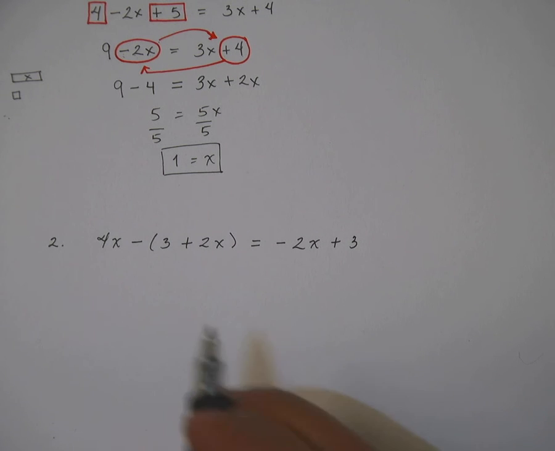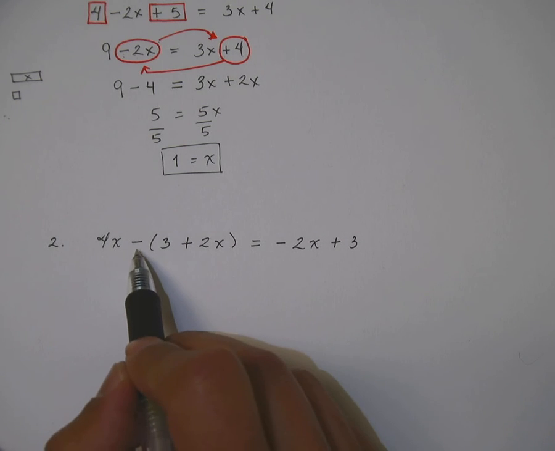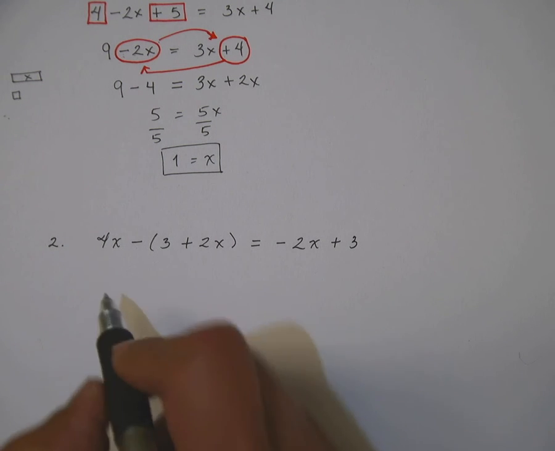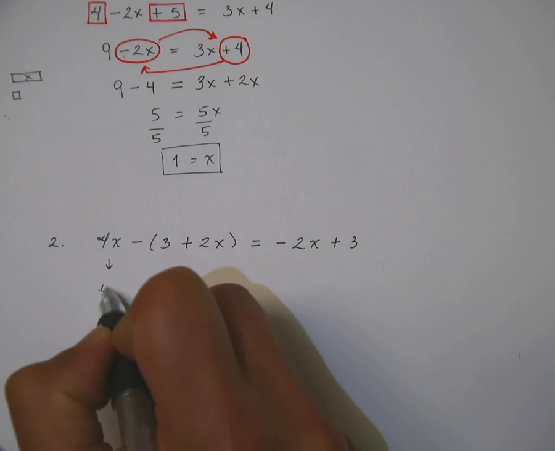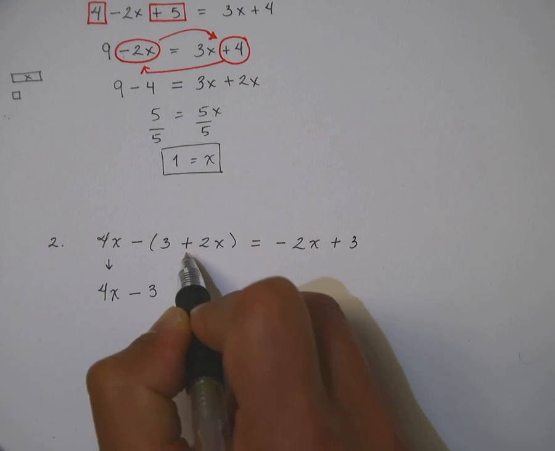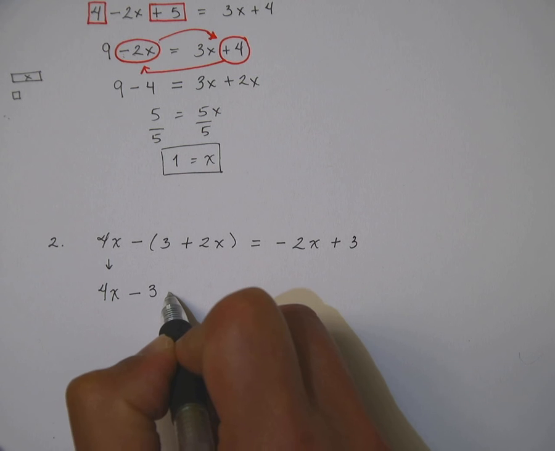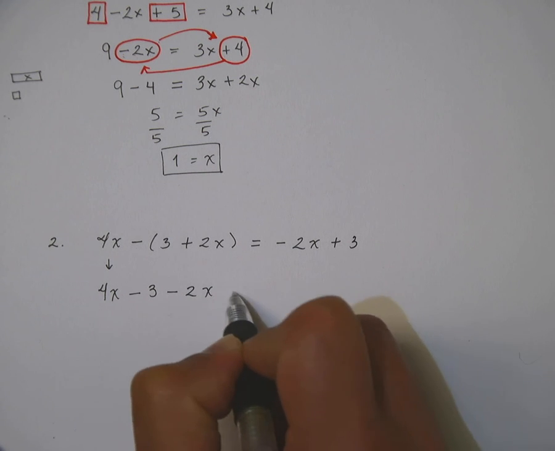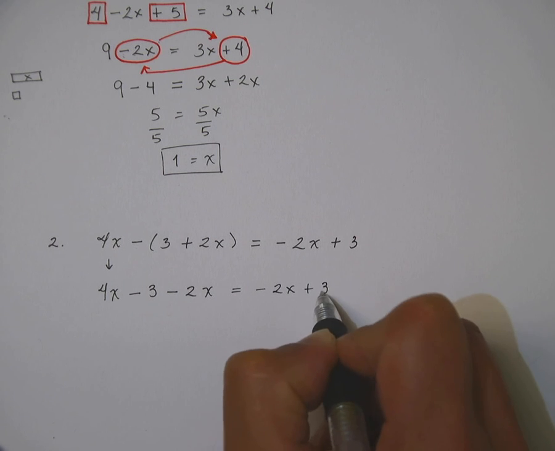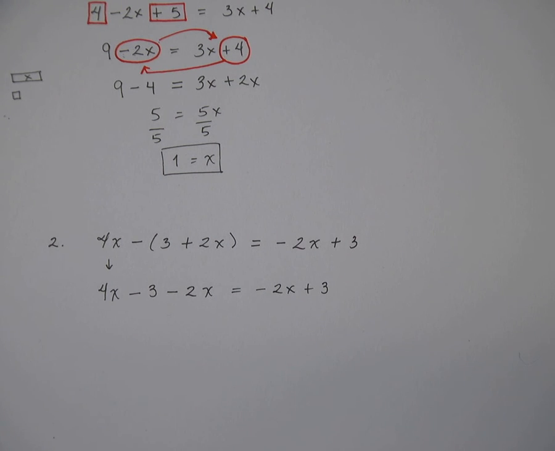Alright, so remember this negative in the front changes everything here on the inside of the parentheses. So let's bring down this 4x. This positive 3 becomes a negative 3. This positive 2x now becomes a negative 2x. That becomes a negative 2x plus 3. Just bring it down. Now let's start combining like terms.